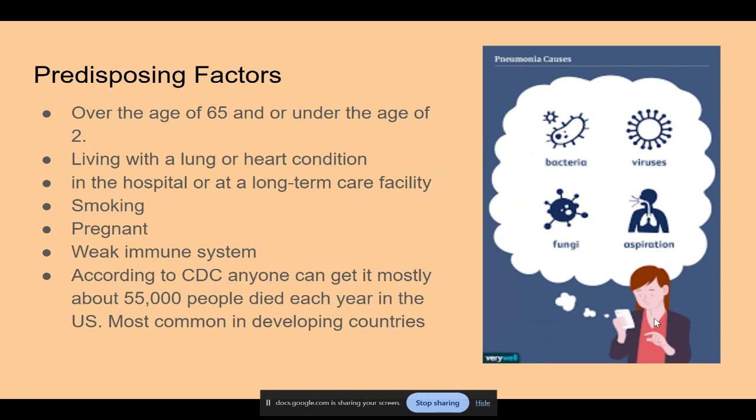According to the CDC, about 55,000 people die each year from this bacterial infection. It's mostly common in the US as well as in developing countries.